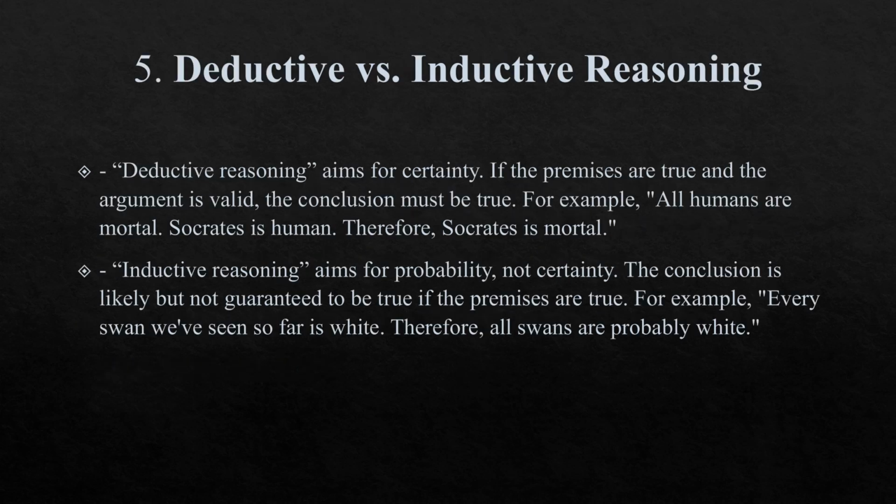Deductive versus inductive reasoning. Deductive reasoning aims for certainty. If the premises are true and the argument is valid, the conclusion must be true. For example, all humans are mortal. Socrates is human, therefore Socrates is mortal.